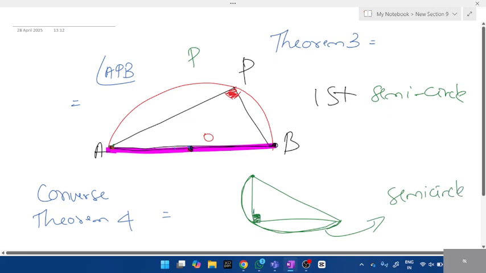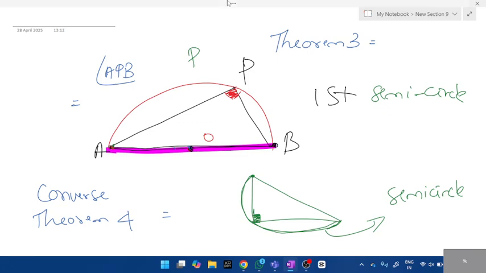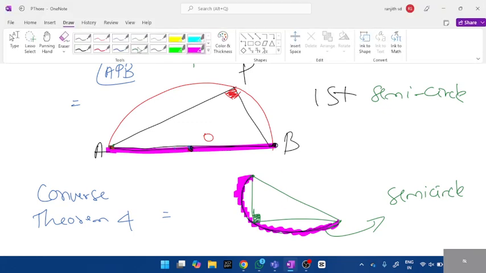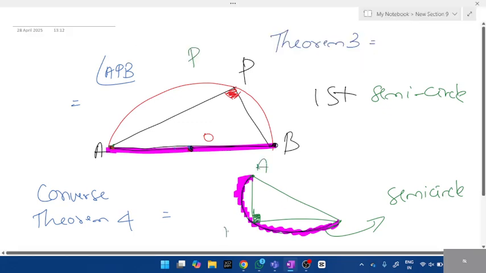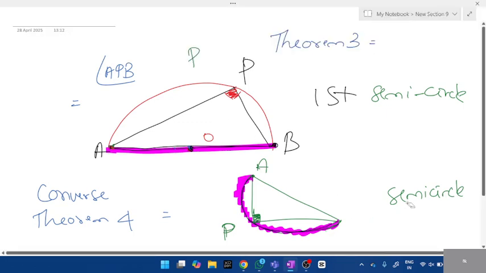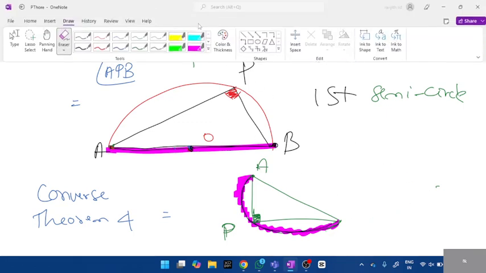You take any right angle triangle, and you draw a line like this, an arc, not a line, an arc. That will be a semicircle. Look, this is an arc. In a right angle, I have drawn an arc here. That becomes the semicircle. A, P, X. I'll name this as APX.